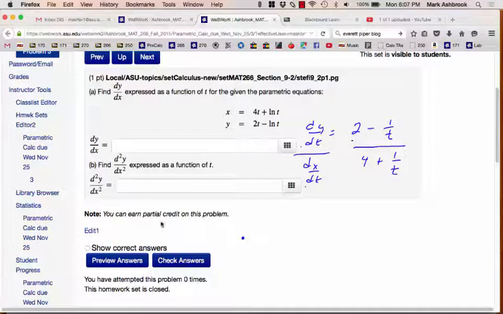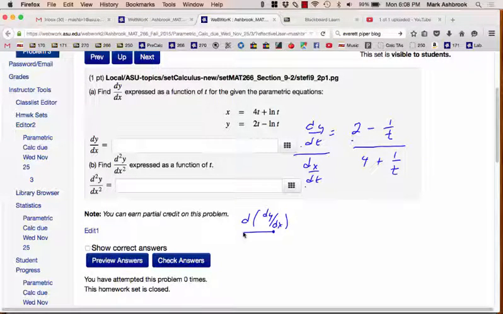Now to do the second derivative, remember what we said the second derivative was? The second derivative is the derivative of the first derivative, what we just did, with respect to t, over the derivative of x with respect to t. Okay, so we're going to have to do this with respect to t.